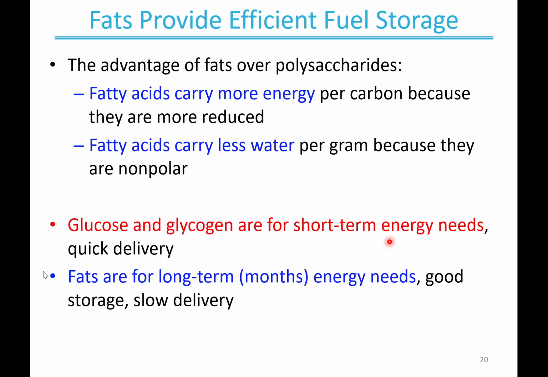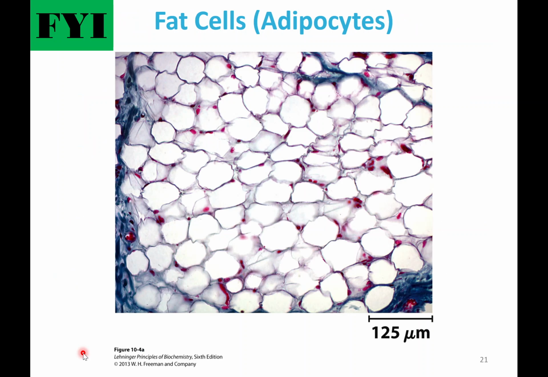Glucose and glycogen, those are sugars, are good for short-term energy needs, right? Quick delivery. Fats are really for longer-term energy storage, up to months of energy needs. So you can store fats for a very long time, and then they give a slower delivery of energy as well. So you could use sugars when you are taking in food in a fed state, but then in fasted states you sort of switch to fat energy usage. This is just a picture of some fat cells in the body, and you can see that they're really clear because all they do is store fat. They really don't have a lot else going on in them.